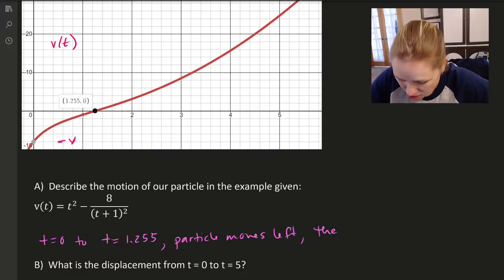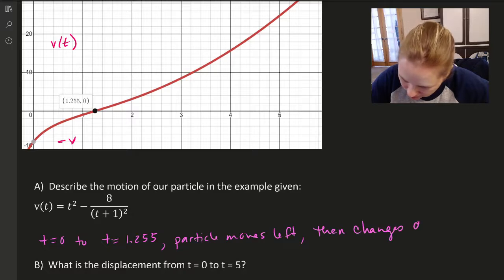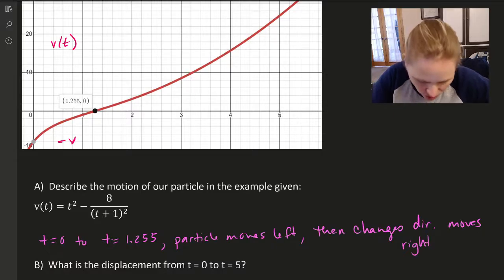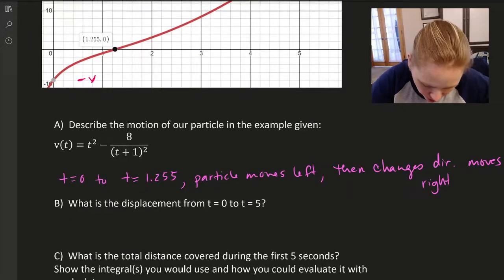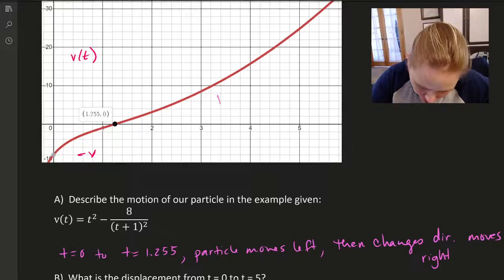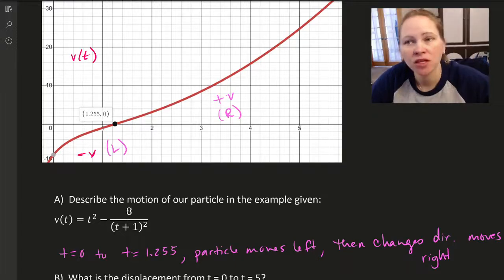Then it stops, changes direction, and moves to the right. So here we have positive velocity, so we're moving right. Here we have negative velocity, we're moving left.